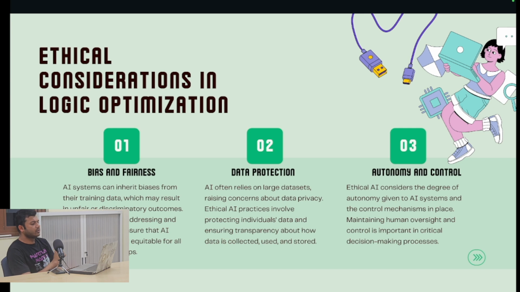Second, data protection. AI often relies on large data sets, raising concerns about data privacy. Ethical AI practices involve protecting individual data and ensuring transparency about how data is collected, used and stored. Third, autonomy and control. Ethical AI considers the degree of autonomy given to AI systems and the control mechanisms in place. Maintaining human oversight and control is important in critical decision making processes.